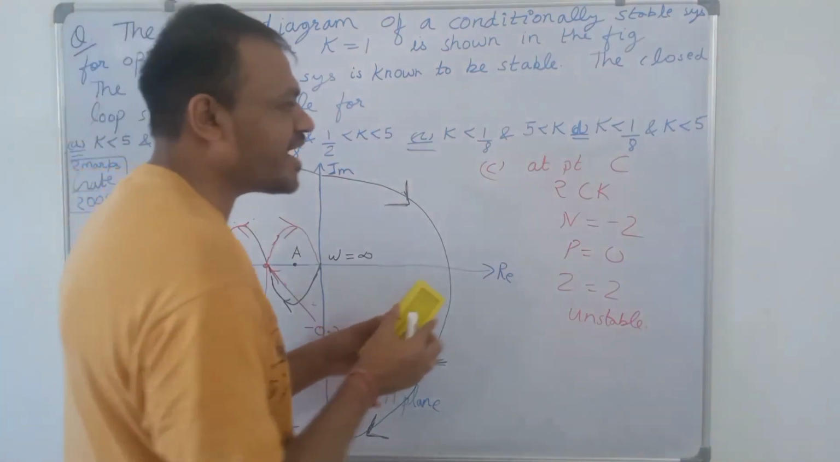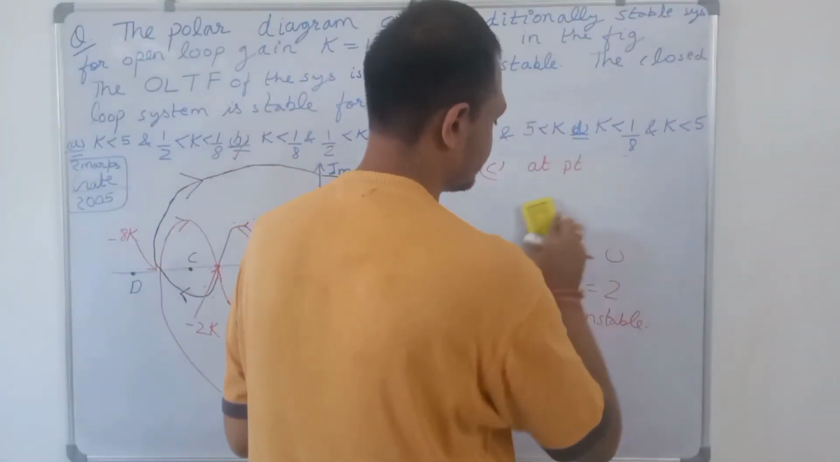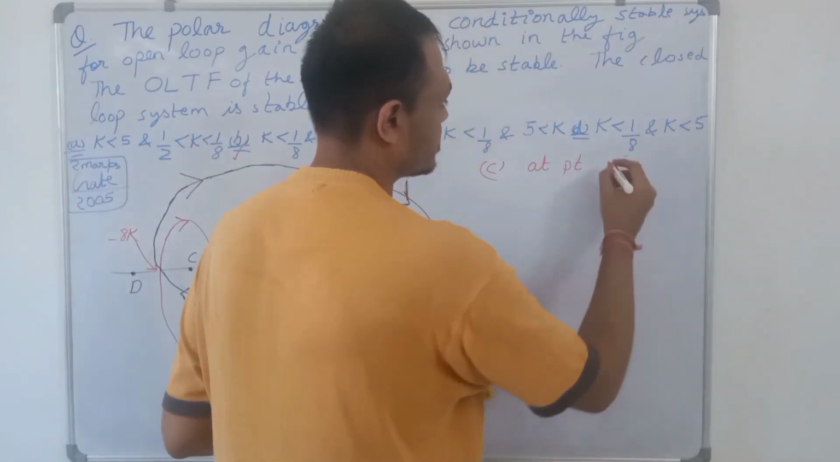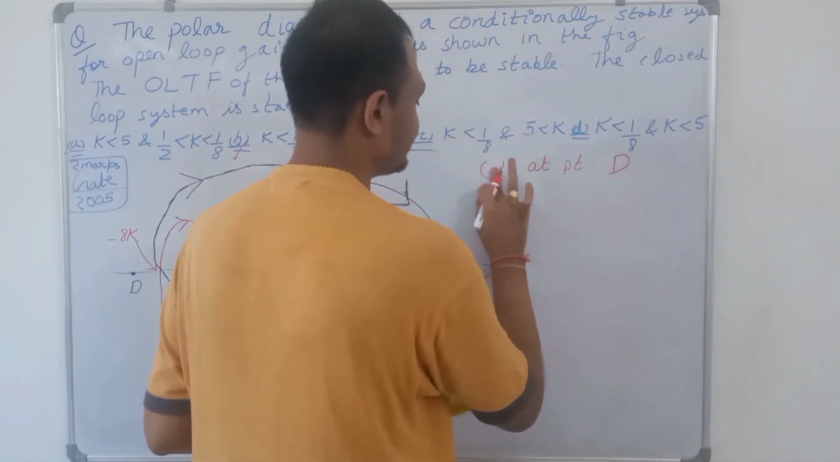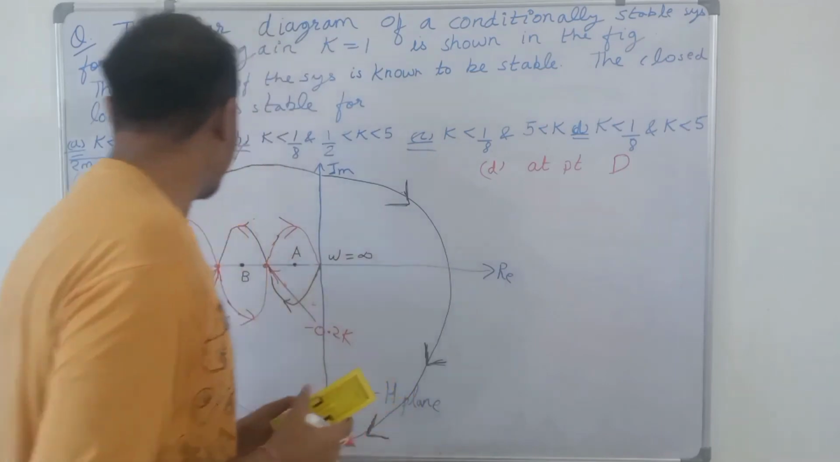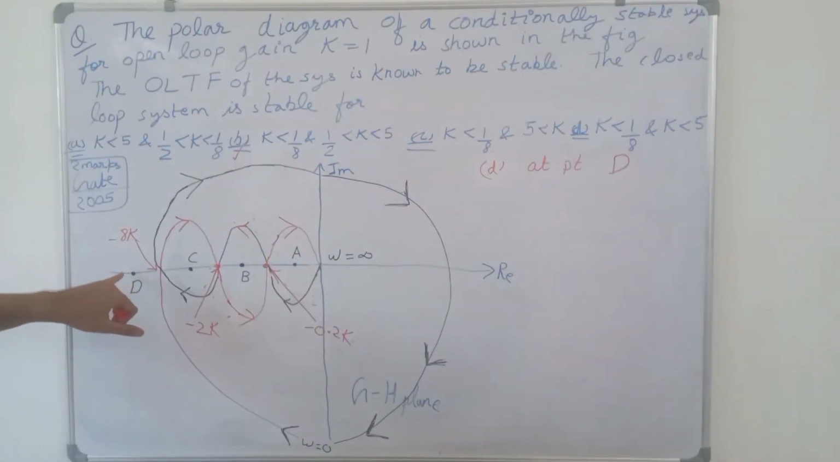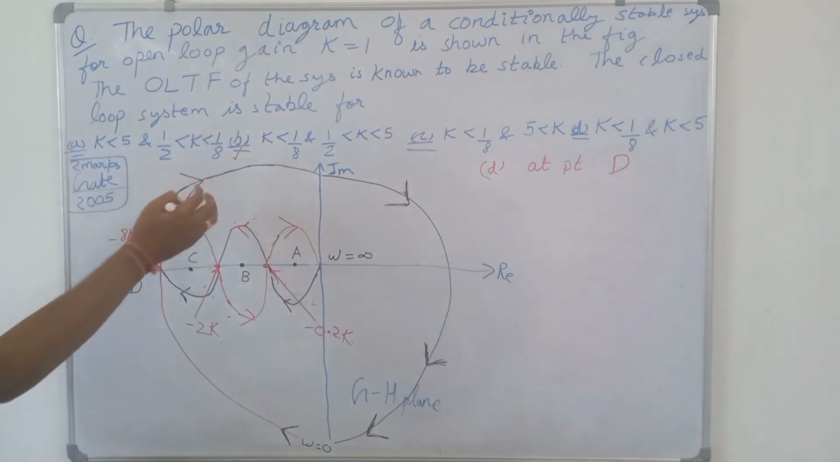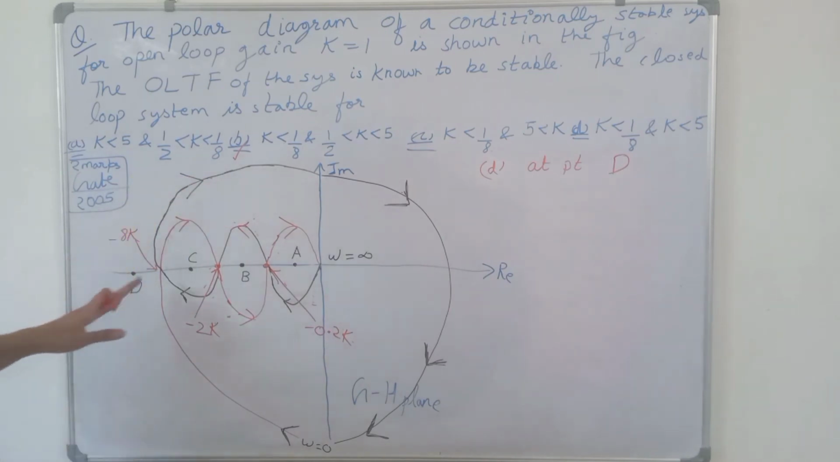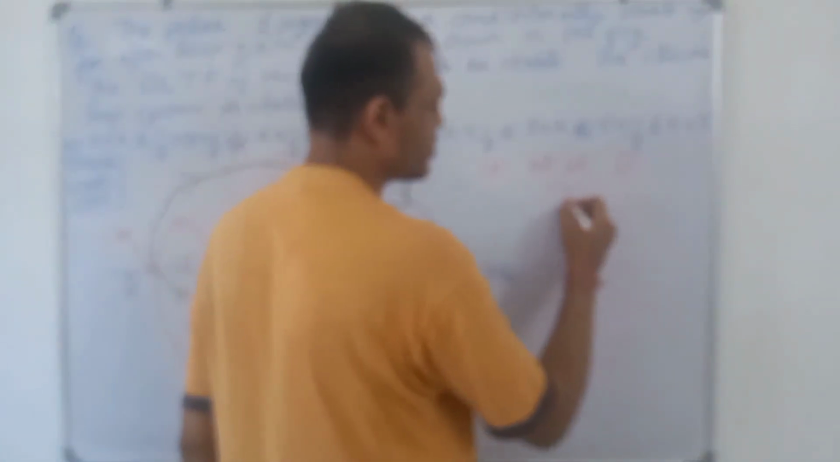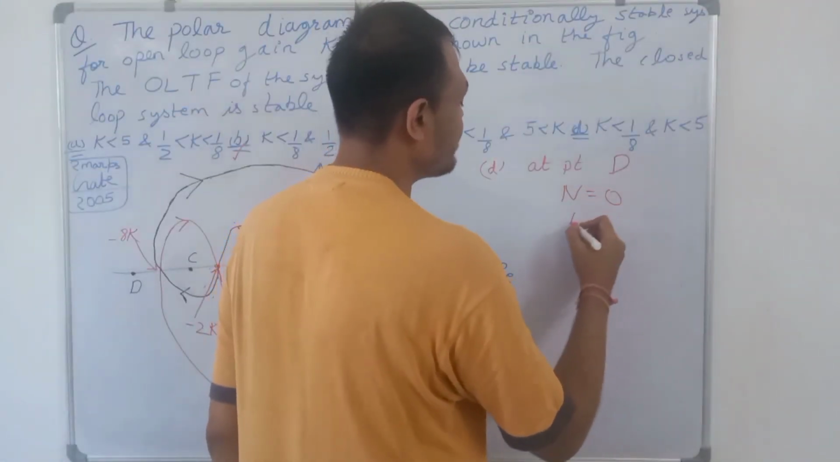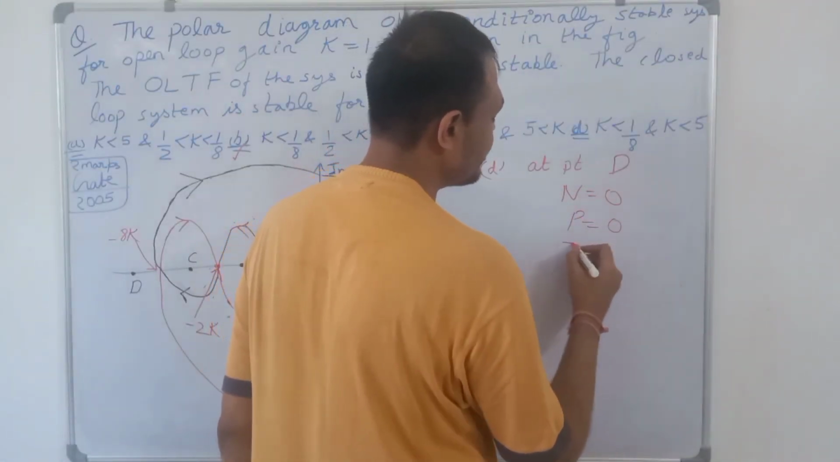Now we will look for point D. The last point, the point D. Now this point is outside the Nyquist plot, so there is no encirclement. There are no encirclement of point D because it is outside the Nyquist plot. Our Nyquist plot ends here, and this D is outside the Nyquist plot. So the n is equal to 0, and P is equal to 0. So Z will be equal to 0.